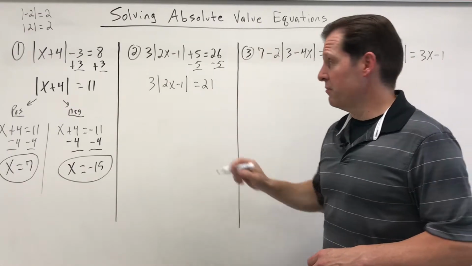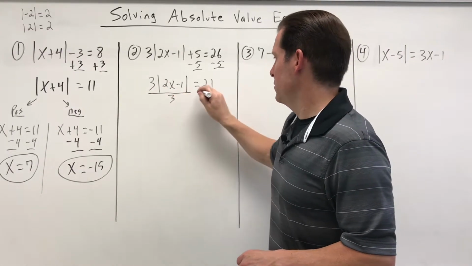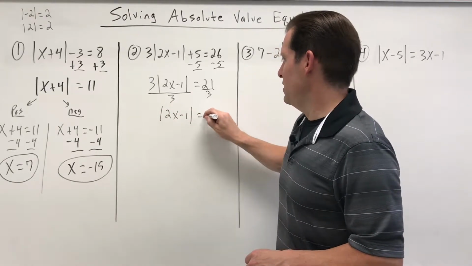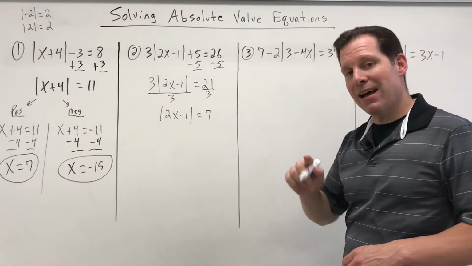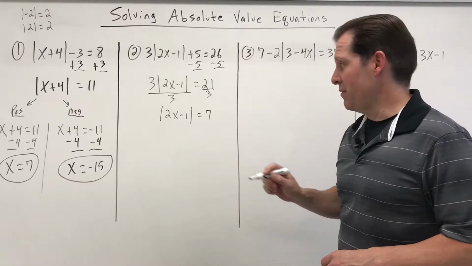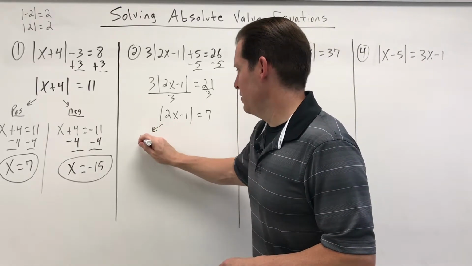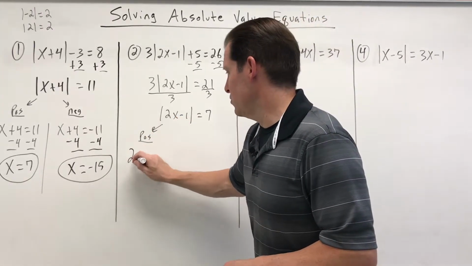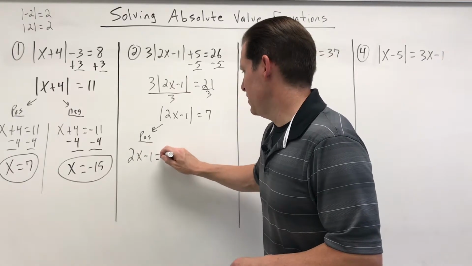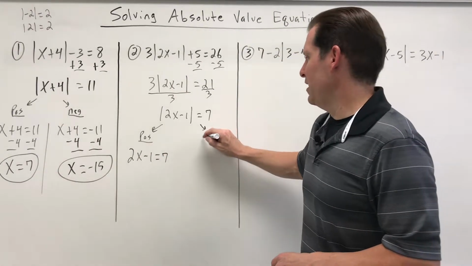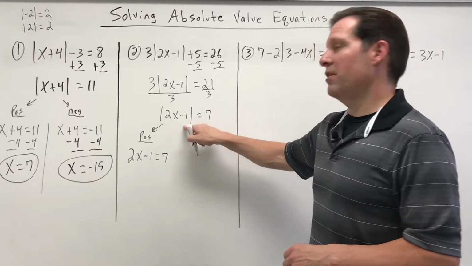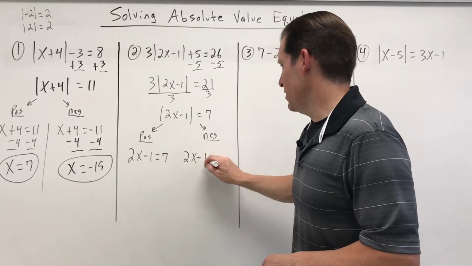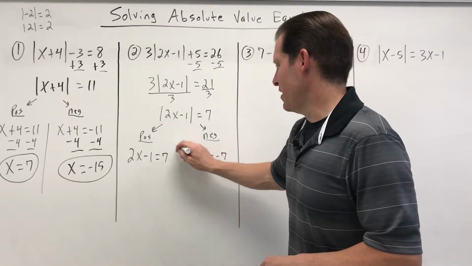Now I'm going to go ahead and divide by 3. So I get the absolute value of 2x minus 1 is equal to 7. Now I can go ahead and separate into my positive and my negative case. So over here, got my positive. So positive, just get rid of the absolute value. So 2x minus 1 is equal to 7. And then for my negative case, I'm going to get rid of the absolute value and negate the right side. So this is just going to be 2x minus 1 is equal to -7.